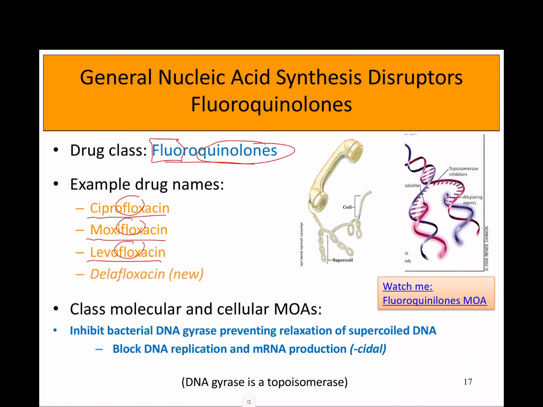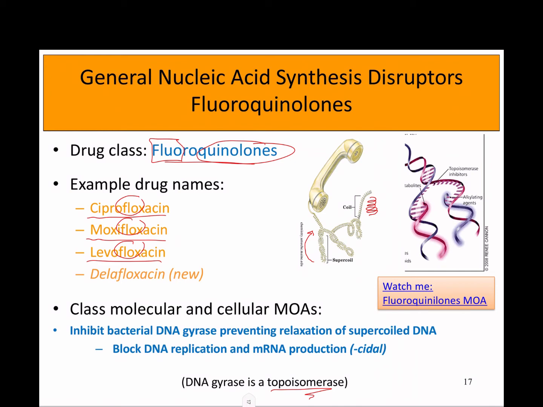The mechanism of action of these is to inhibit bacterial DNA gyrase. Now, DNA gyrase is a form of a topoisomerase. Topoisomerases are enzymes that break down DNA supercoils. If you're old enough to remember the horrible frustration of phone cords, the cord itself had a coil to it, and if that coil became too tight, it would coil back onto itself in a supercoil. Now, DNA does that too.